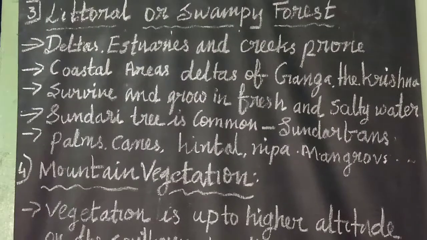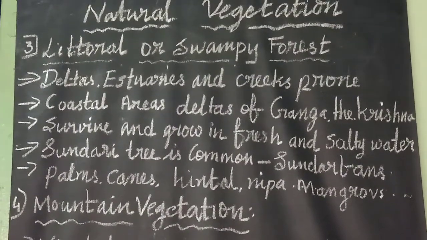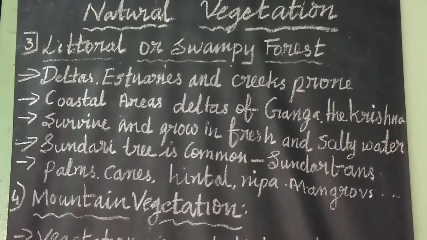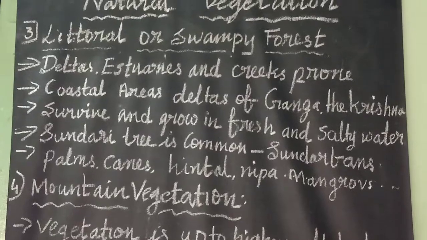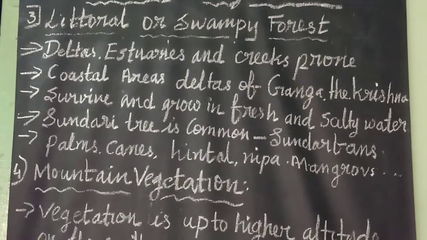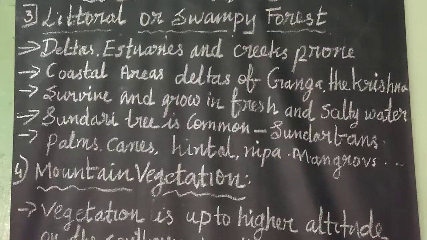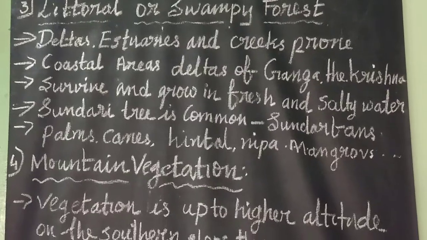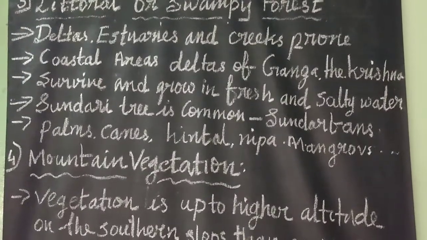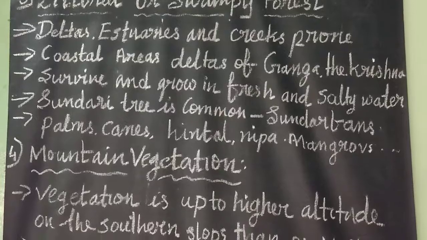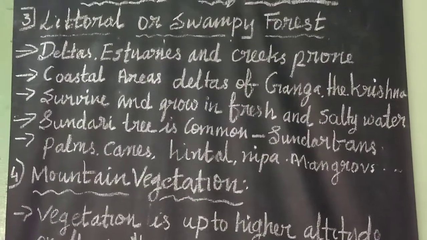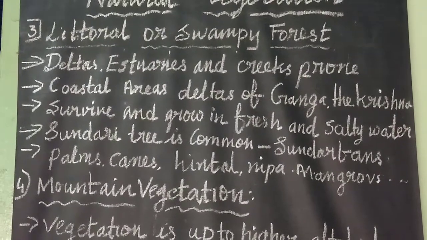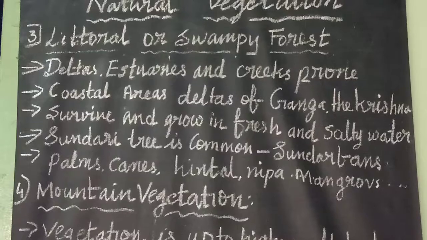Now, littoral forest is also called swampy forest, tidal forest, or mangrove forest. Especially these occur in and around deltas, estuaries, and creek-prone areas, that means areas where tidal influence is there. These forests are found in coastal areas or the deltas of the Ganga, Mahanadi, Godavari, Krishna and Kaveri. One special feature is that it can survive both in fresh water as well as salty water.